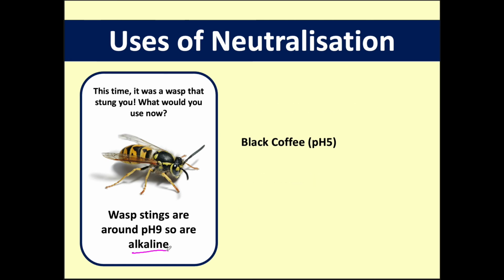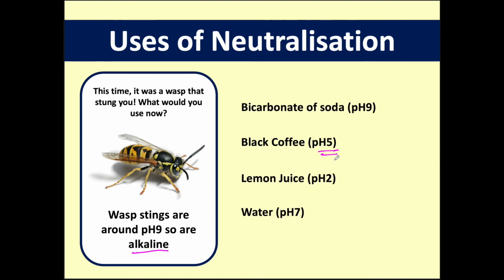And it is black coffee, so pH of 5. Now this is more favourable compared to our lemon juice because that lemon juice is slightly too acidic. It's going to push it the other way.